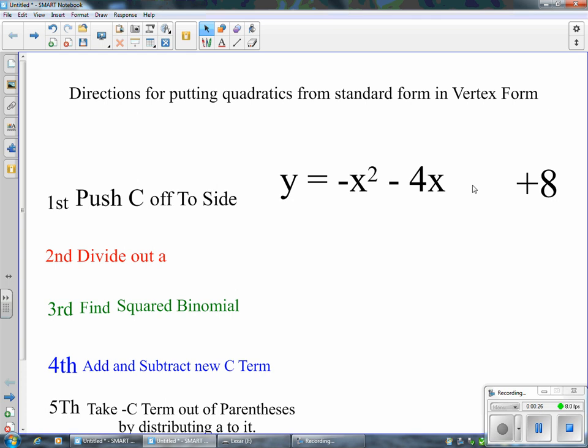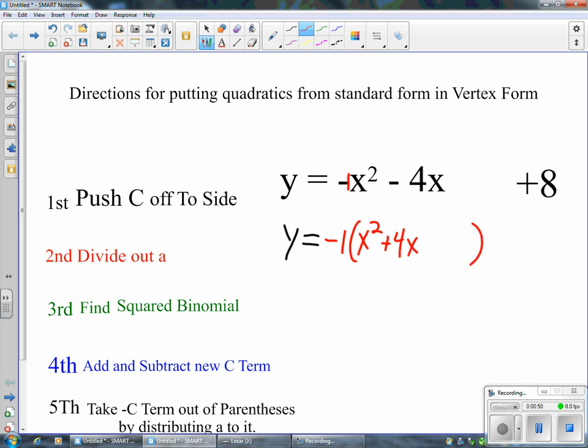Second thing you're going to want to do is divide out your A. So the y is going to be there, the equal is going to be there. In this case, our A is a -1. So we're going to write -1 divide by, and then that'll leave an x squared plus 4x. And then, yes, that +8 is still sitting off to the side.